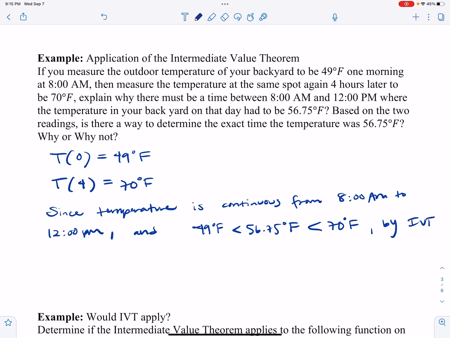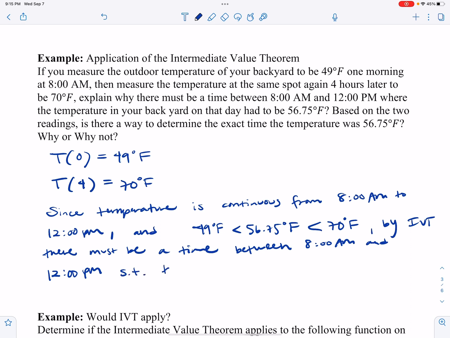And then I'm going to state, by the intermediate value theorem, there must be a time between 8 a.m. and 12 p.m. such that the temperature is 56.75 degrees Fahrenheit.